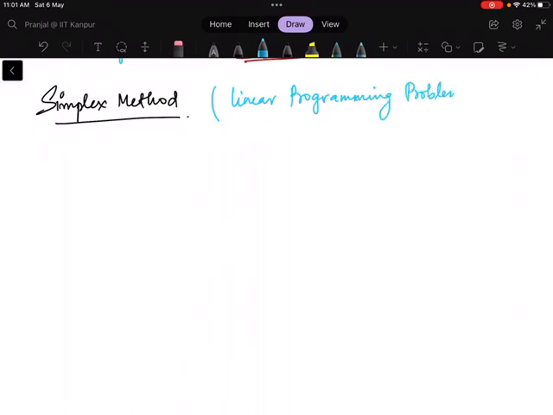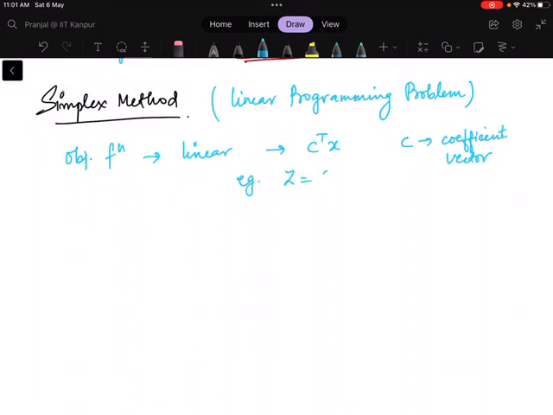So what do we understand by a linear programming problem? The objective function has to be linear, that is of the form c transpose x, where c is the coefficient vector. What can be an example? Like z equals 2x plus 3y, or in terms of x, we can write 2x1 plus 3x2. This can either be a minimization or a maximization problem.